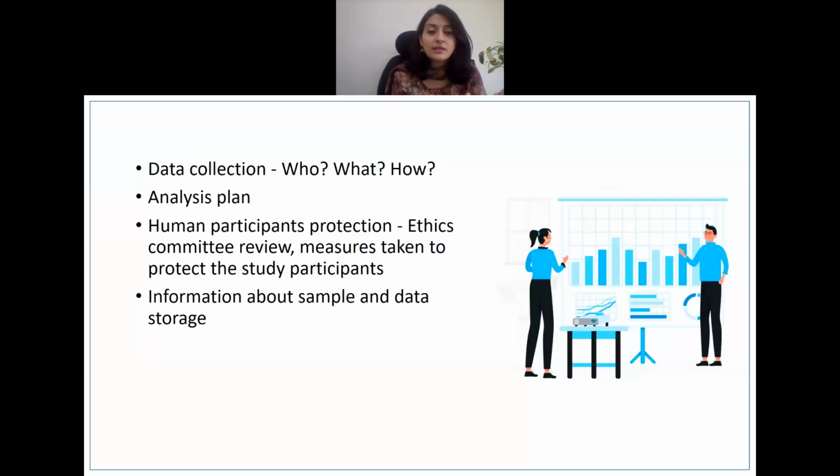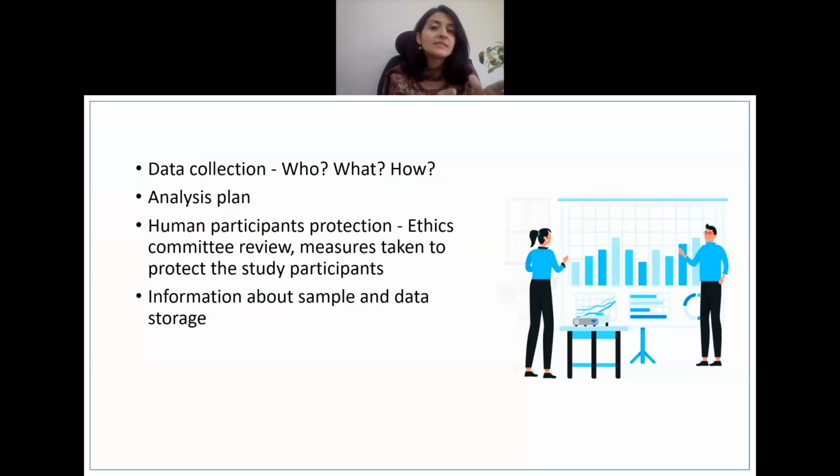That should be mentioned. Will you take informed consent? Do they require a waiver? Or if not, then what are the different procedures you're going to follow to make sure that your work is done ethically? And lastly, there should be a little bit about how you're going to store the samples if you're collecting any samples, or store the data, and who is going to have access to that data, and who is going to have the intellectual property rights in the case of all data generated from this study. That should ideally be mentioned in the methods as well.